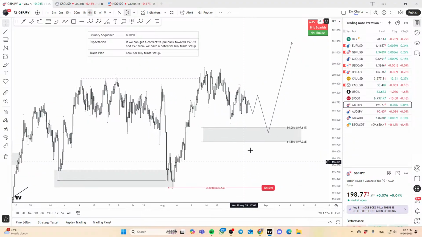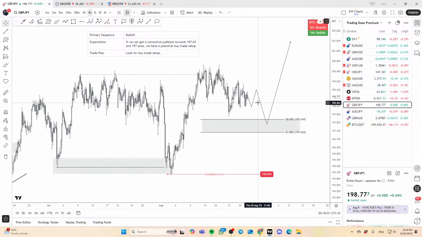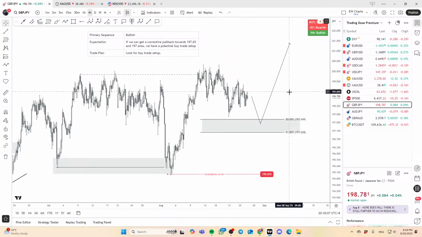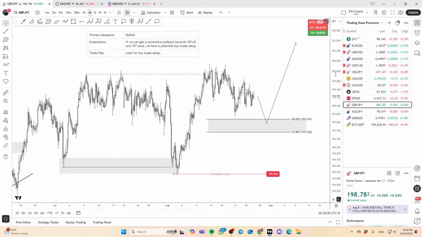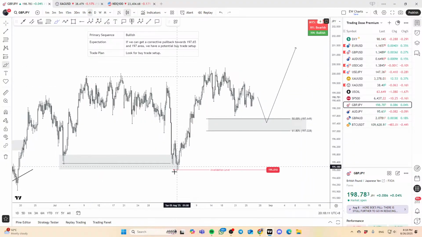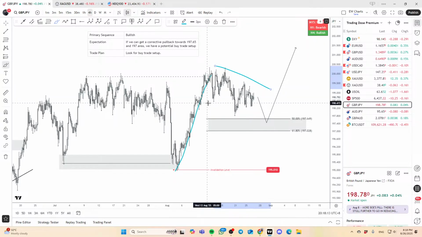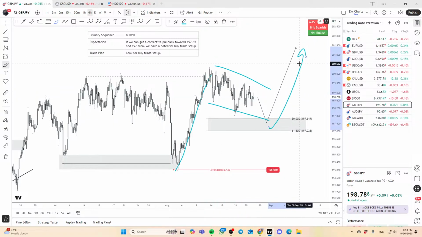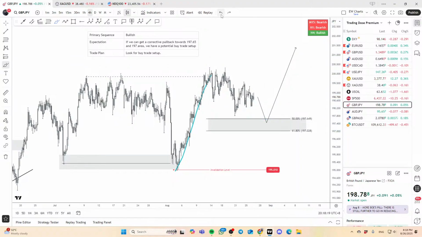Okay. Then moving on, we have the pound yen. Pound yen to me, in terms of structure here, we do have this as an impulse leg. We do have this currently as a correction. So naturally, we're looking at more upside. Okay. So definitely bullish in terms of the directional bias.